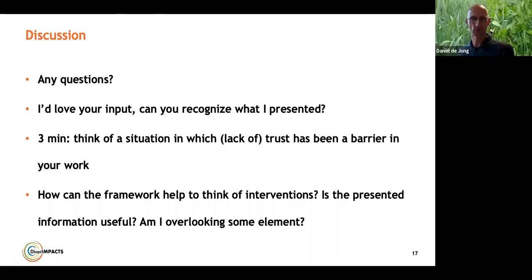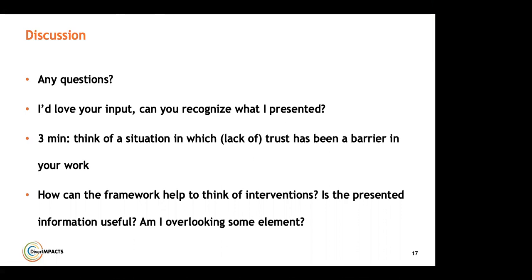Others who want to share a question or want to give feedback on how you could use the framework in your work. Wait, I'll just turn on my camera first.